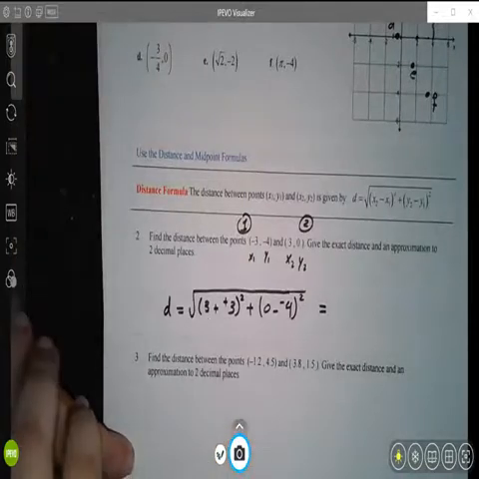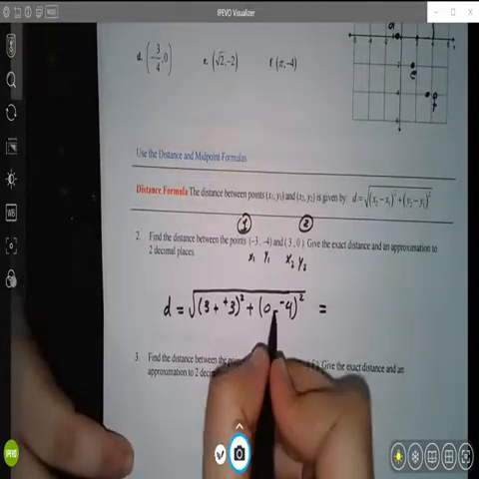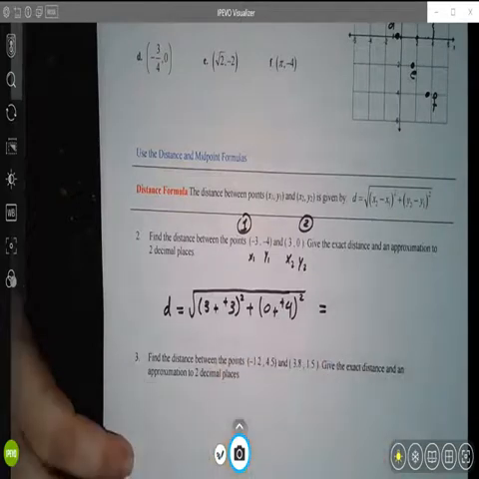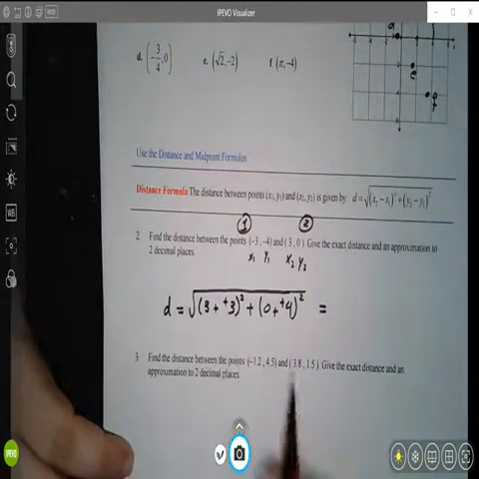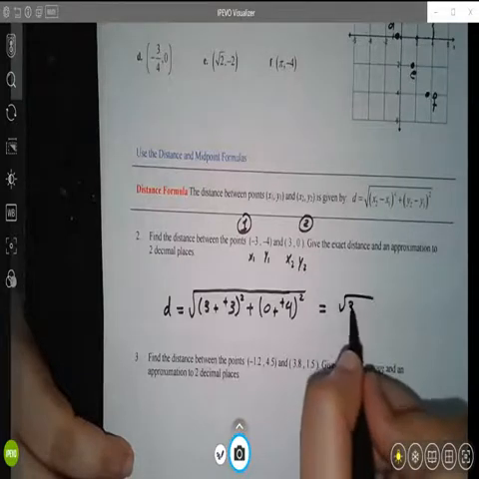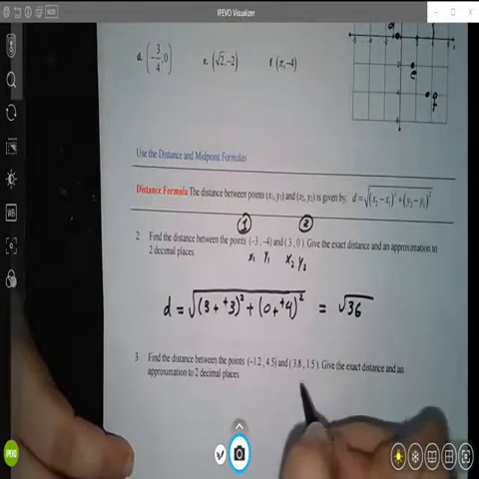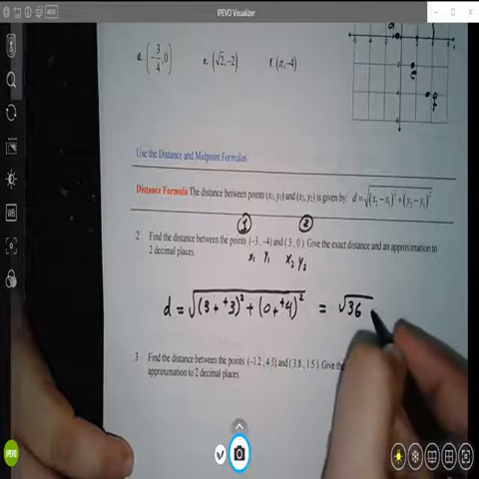So we have 3 plus 3, which is 6. We're going to do the same trick over here. 0 plus 4 is 4. Now, 6 squared is what? 36, right? Okay. 4 squared is what?